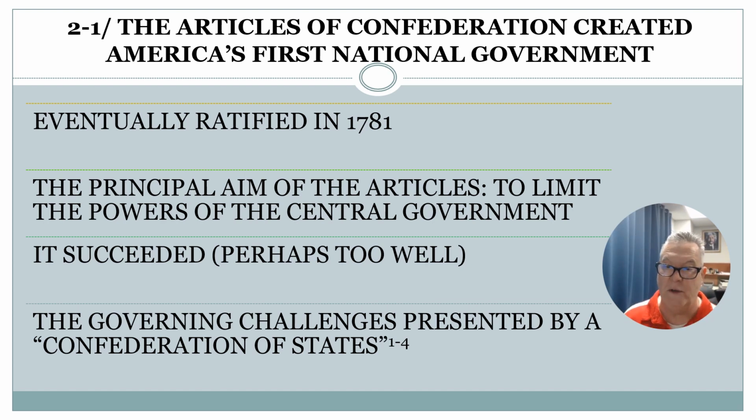The national government couldn't tax. It really couldn't do anything, couldn't resolve conflicts between the states, and conflicts were emerging. And so there were enormous coordination problems that really were coming to the fore as we get into the middle of the 1780s, which sets the stage for the Constitutional Convention of 1787, which we'll talk about in our next presentation.